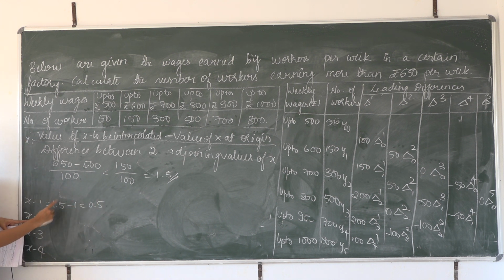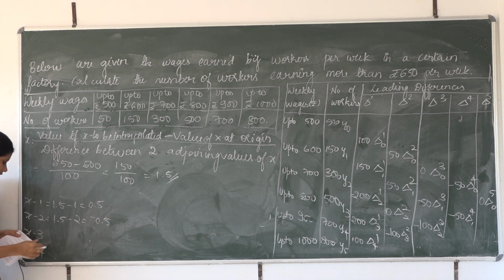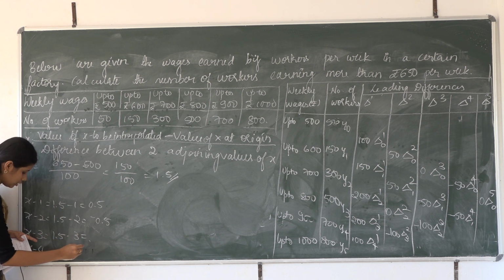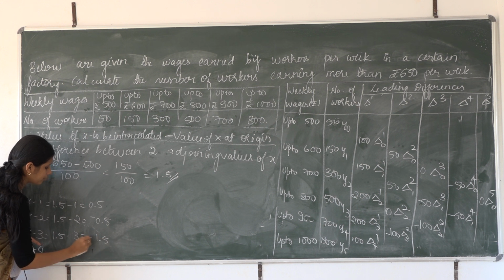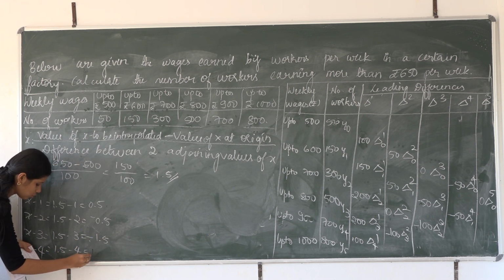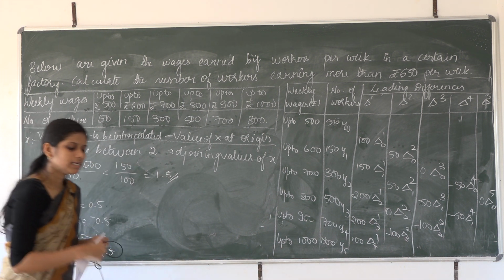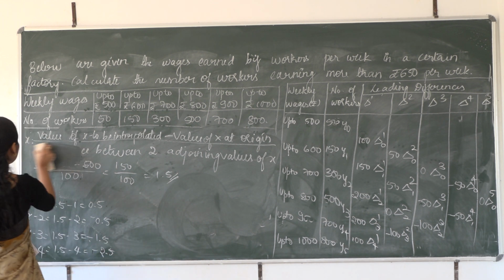Next x minus 2. X value is 1.5 minus 2. It is minus 0.5. Next x minus 3. 1.5 minus 3 is equal to minus 1.5. Next x minus 4. 1.5 minus 4 is equal to minus 2.5. So these are the values which we are going to substitute in the main formula.